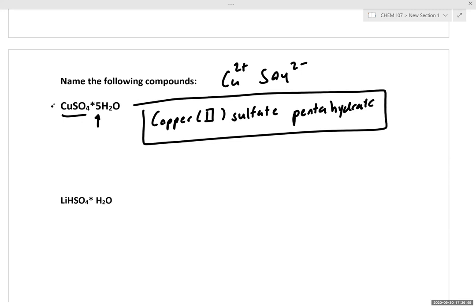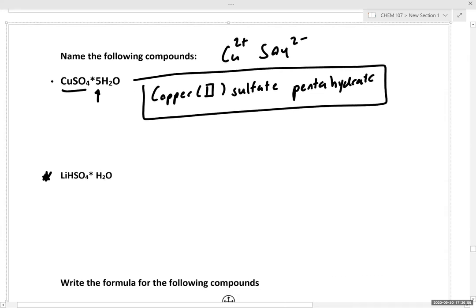So let's try to apply what we've learned and write out the formula for the following compound. And let's spend about 2 minutes on this example.